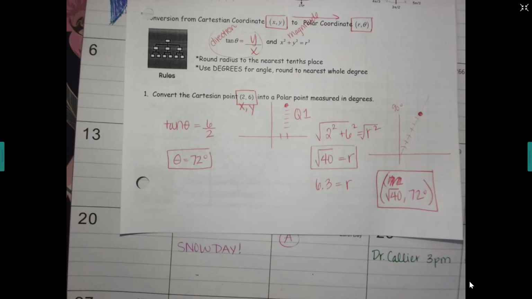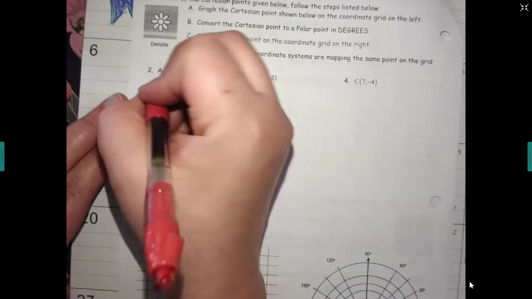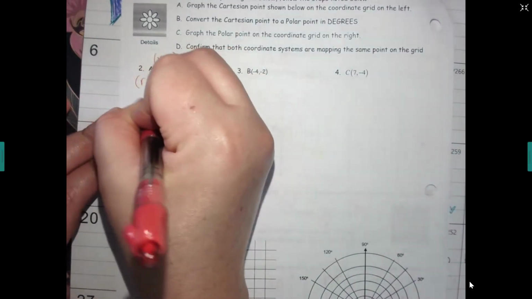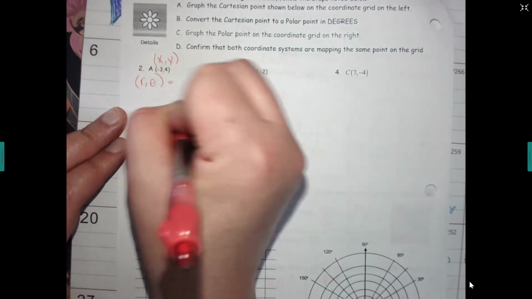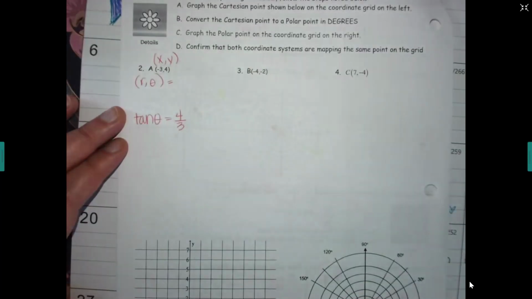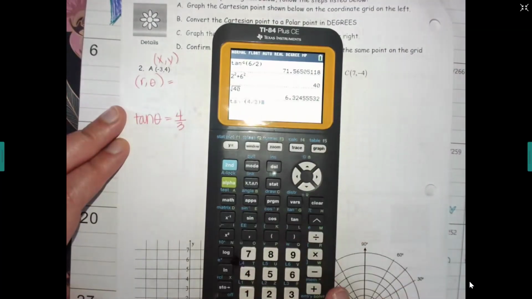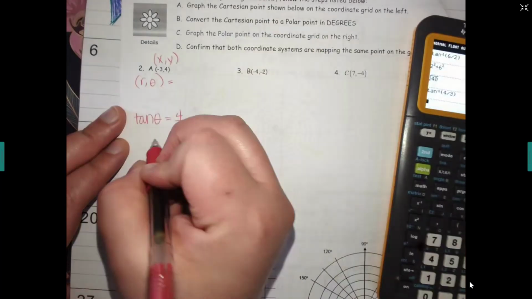All right, let's do the second one. So remember, I want to turn my x comma y into an r comma theta. So the first thing that I'm going to find is my tan. So tan theta equals y over x. Remember, you're going to ignore any negatives. So second tan on my calculator, 4 over 3. That gives me 53 degrees.